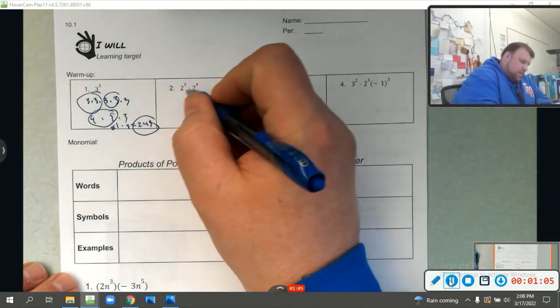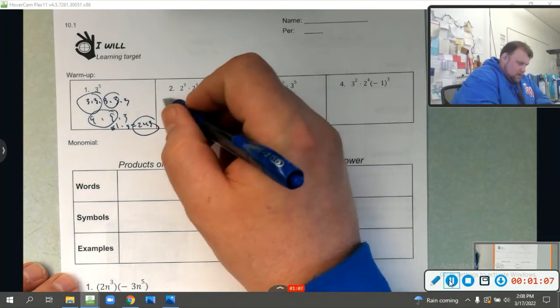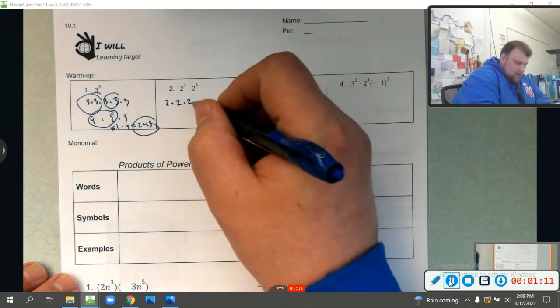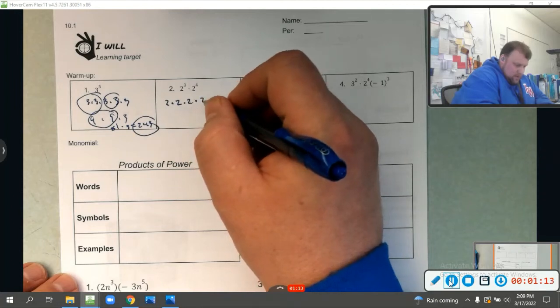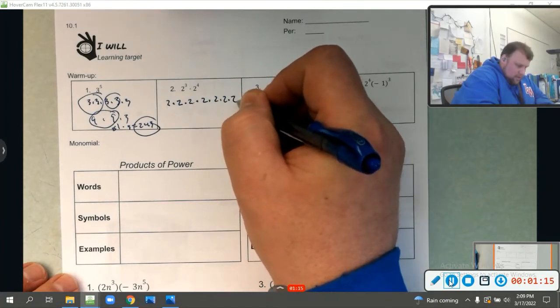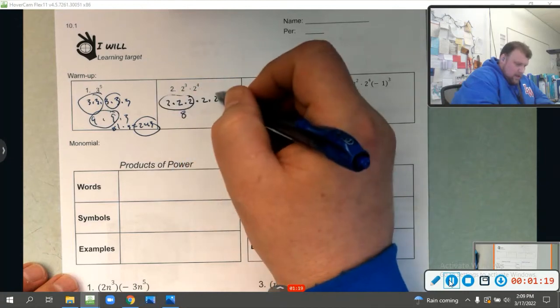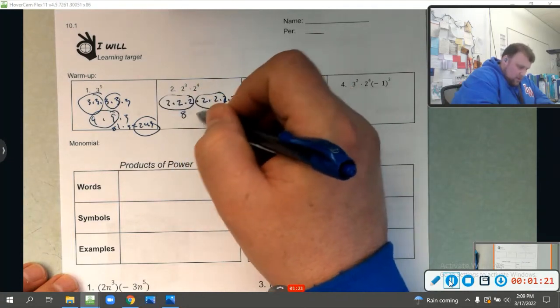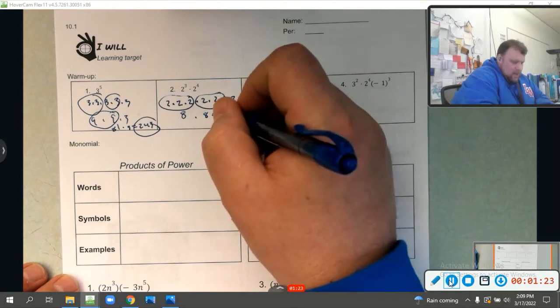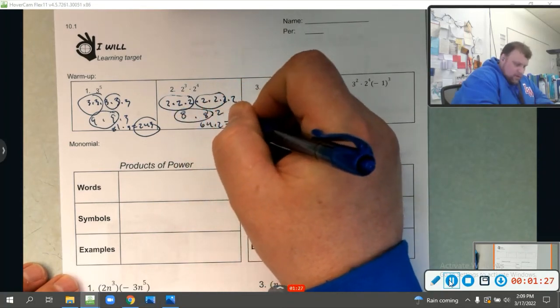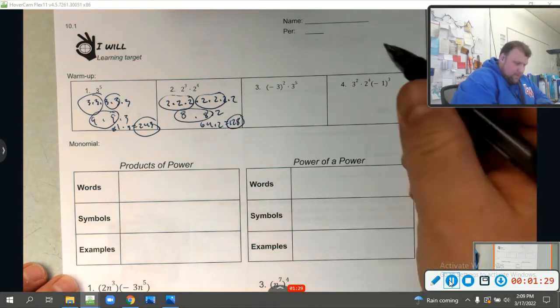See, 2 to the 3rd times 2 to the 4th is really going to be 2 times 2 times 2 times 2 times 2 times 2 times 2. So let's see. I know 3 2's makes 8. 3 more 2's makes times 8. And then times 2. 8 times 8 is 64, times 2 equals 128. Boom.